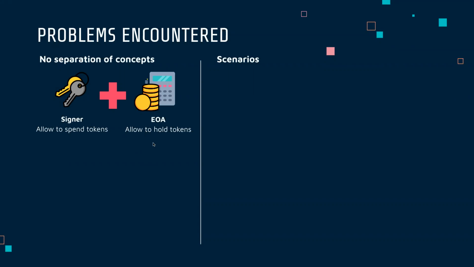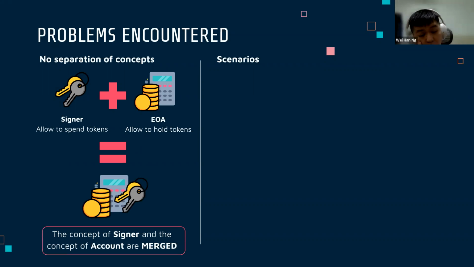But in the concept of Ethereum, in the current EOA system, these two concepts of signer and account are merged together. So what do I mean by merged together? It means that you can't have one without the other, right? So in order to make a transaction, you must have these two things, which is a signer and an account, or EOA.